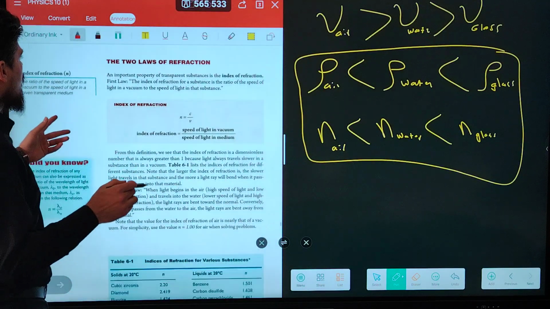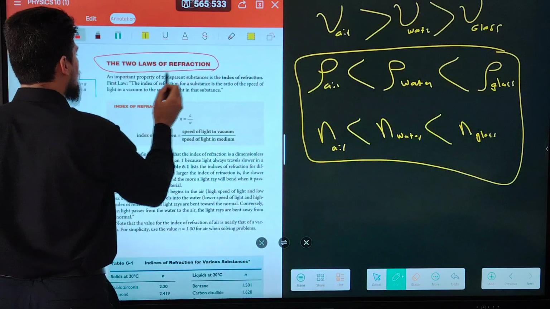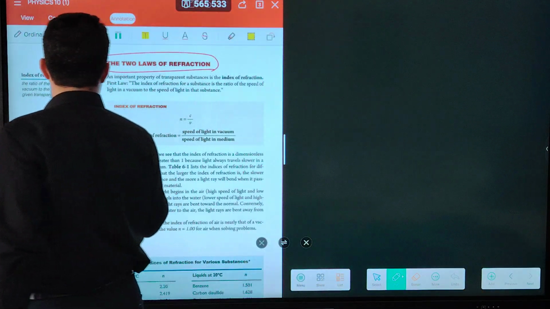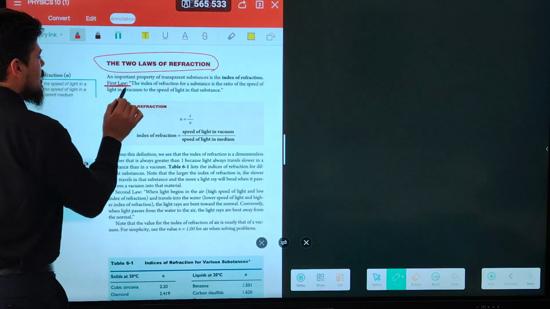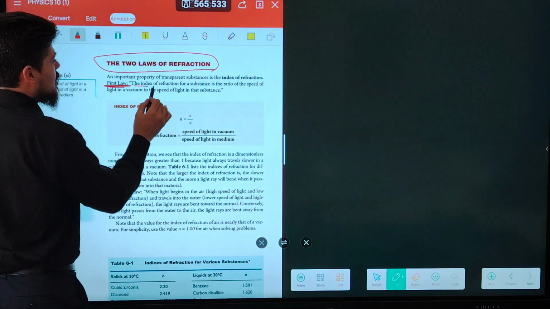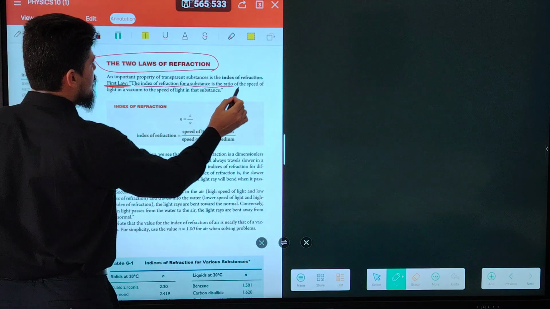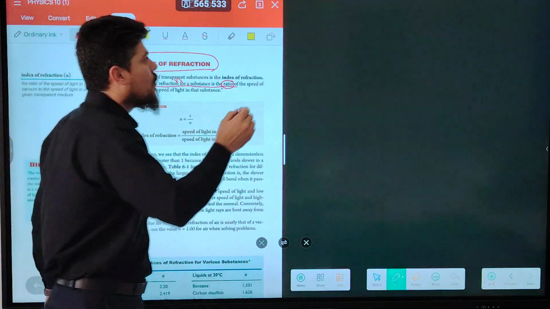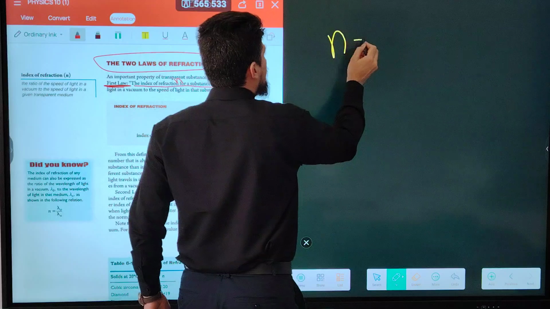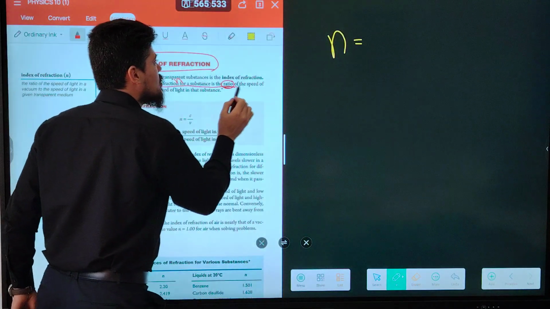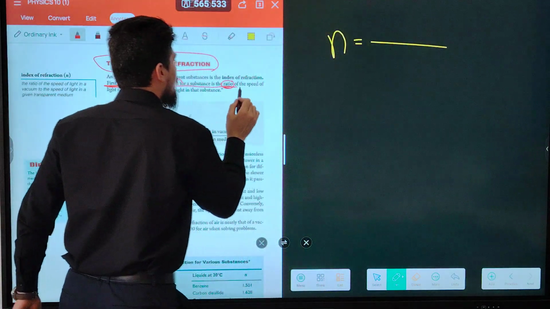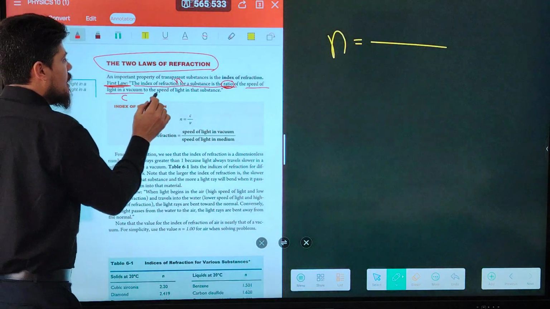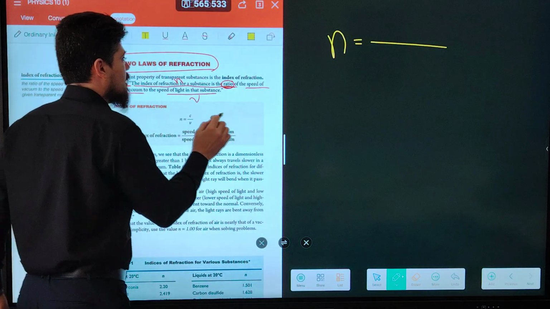The two laws of refraction are very important, guys. Be careful. The first law states that the index of refraction for a substance, n, is the ratio of the speed of light in vacuum, which is c, to the speed of light in the substance, v.